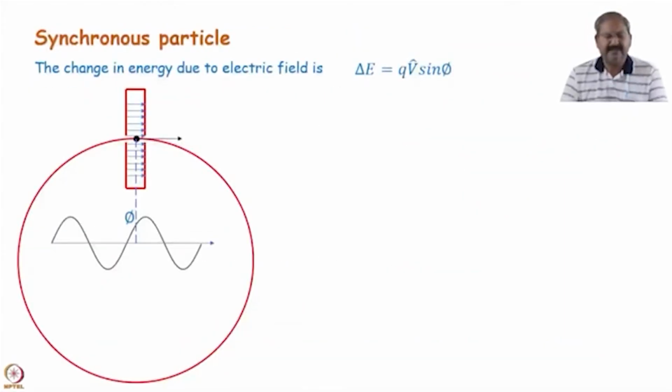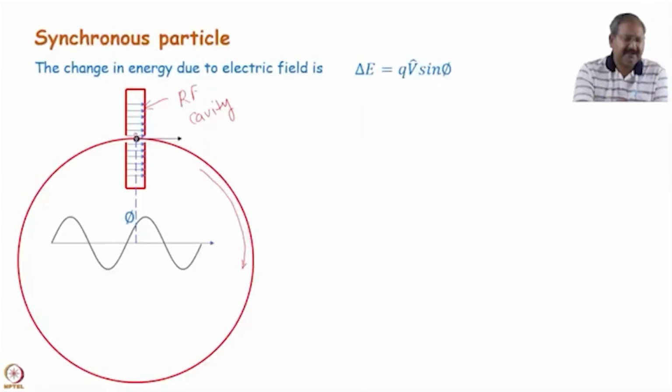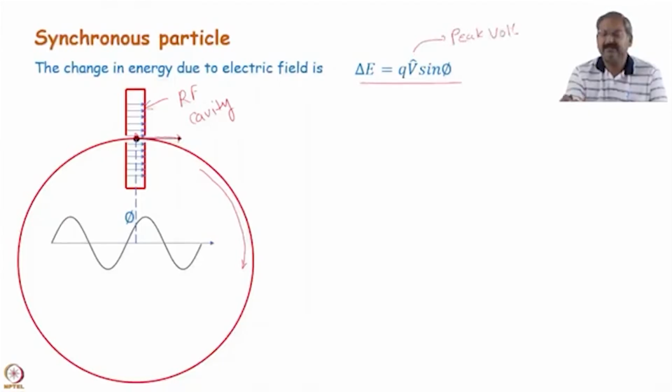Now let us suppose that this is the cavity, RF cavity, and this is the orbit in the synchrotron. Now a particle, when it crosses the RF cavity, it gets energy. And how much energy is gained? It is QV sin phi. V is the peak voltage and phi is the phase of the RF at the instant when the particle is crossing the cavity.